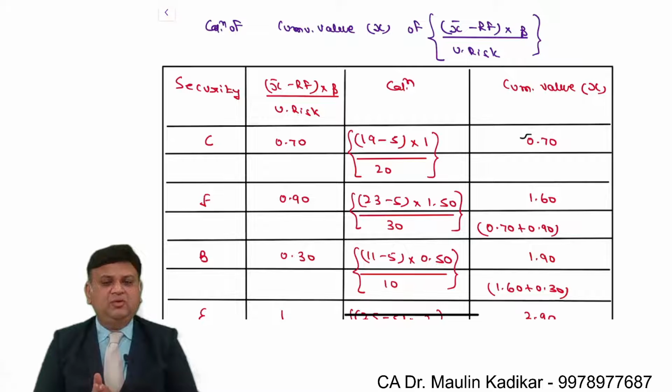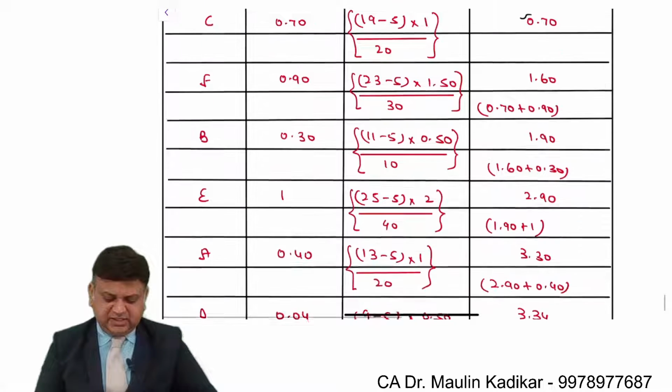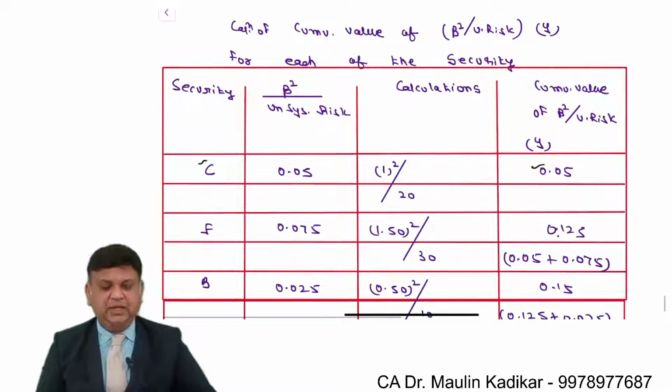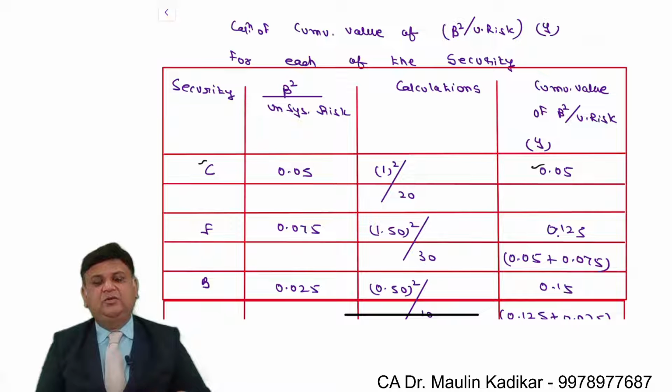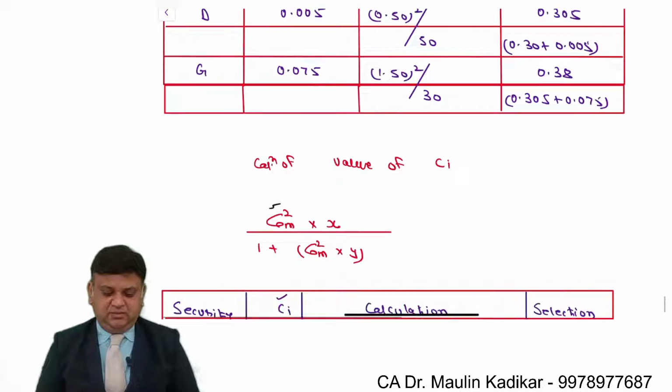Then we can do step number 2, in which we can make the calculation of x bar minus RF into beta divided by unsystematic risk, and along with that we can compute the cumulative value. I am assigning x variable to the cumulative value so that later on we can do the answer easily. Next is again the cumulative value of beta square divided by unsystematic risk, to which y variable is assigned, and so we will calculate the cumulative value of the same. This is the way we are required to work out the answer.